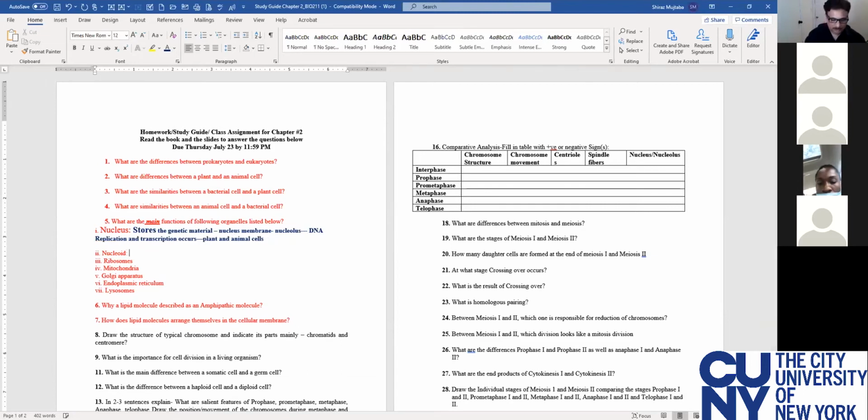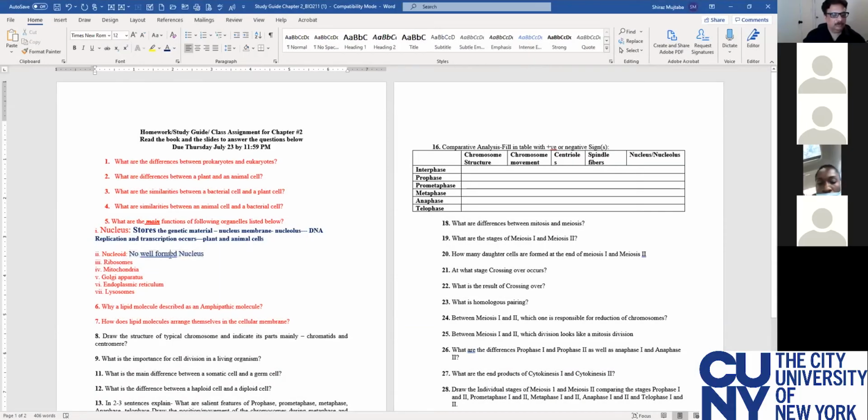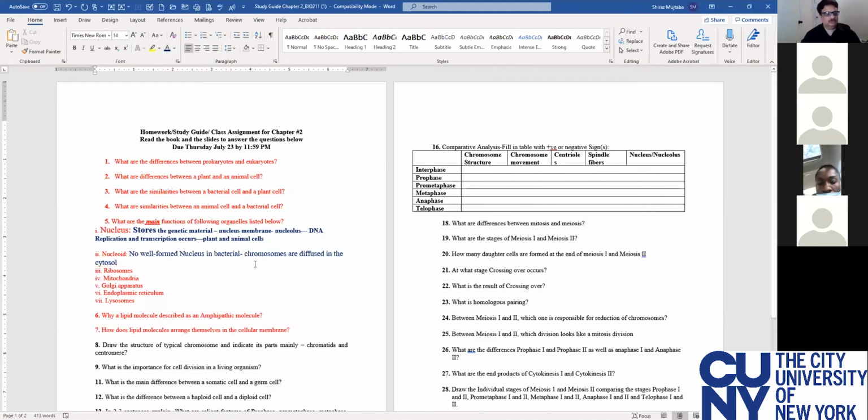So nucleoid. In bacteria, there is no well-formed nucleus, and because of which bacterial chromosomes are diffused in the cytosol.